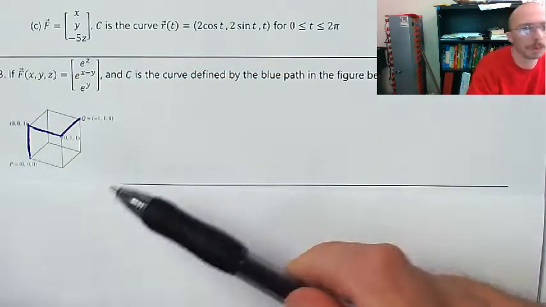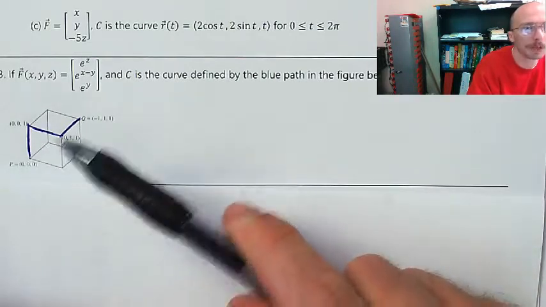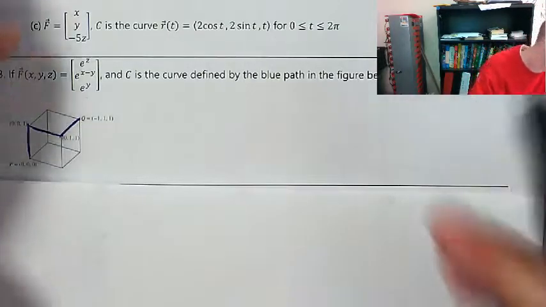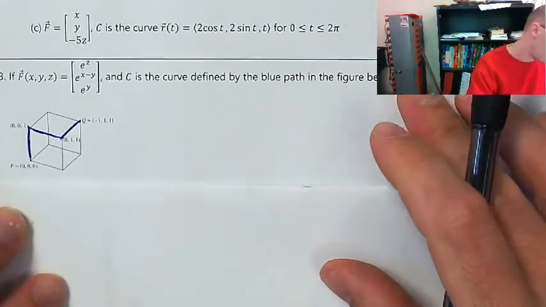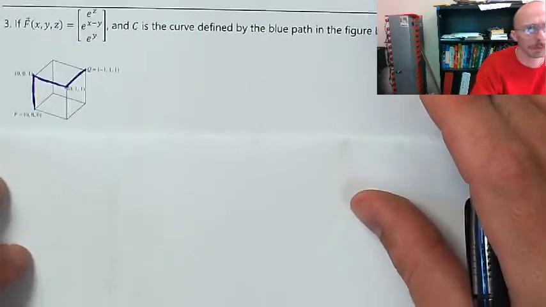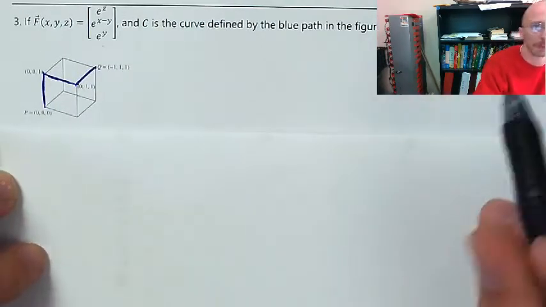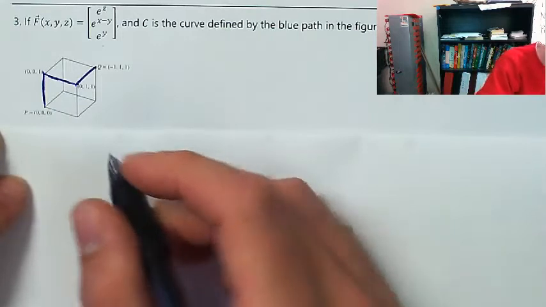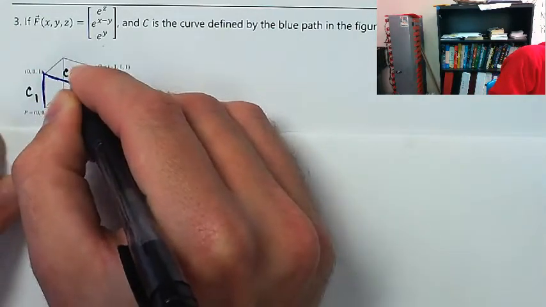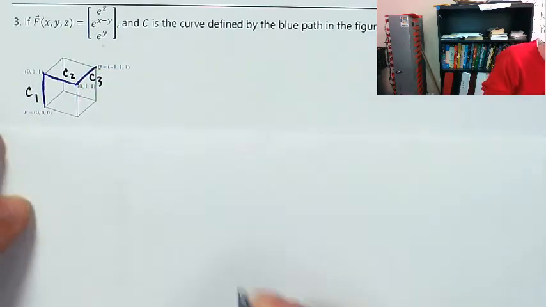Okay, and you can do whatever you want. You can parameterize this as one piecewise smooth curve with 3 different pieces, or you could just do it 3 different times and split the integral up into 3 integrals and add them all together. Doesn't matter. Maybe I'll split it up into 3 integrals. I usually just parameterize it as one piecewise smooth curve, so I'll switch it up. Okay, so I'm going to call this curve C1. This is going to be C2 and C3.